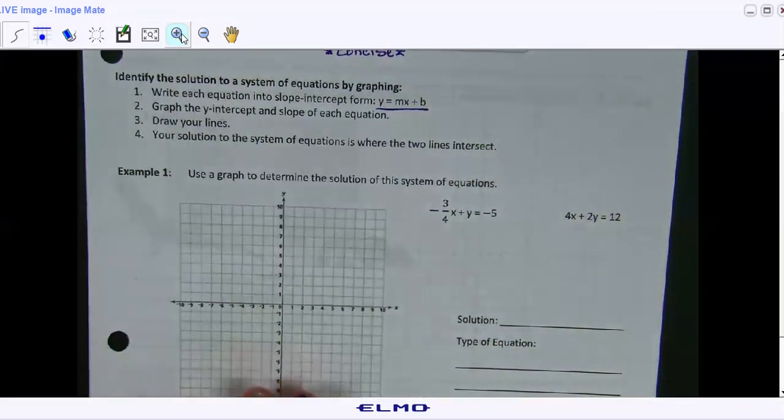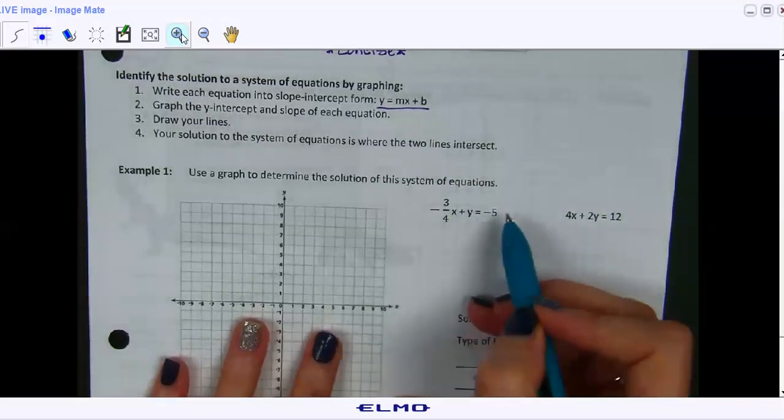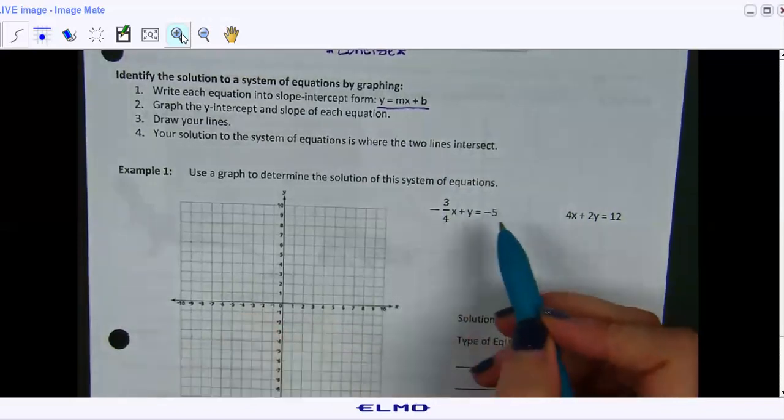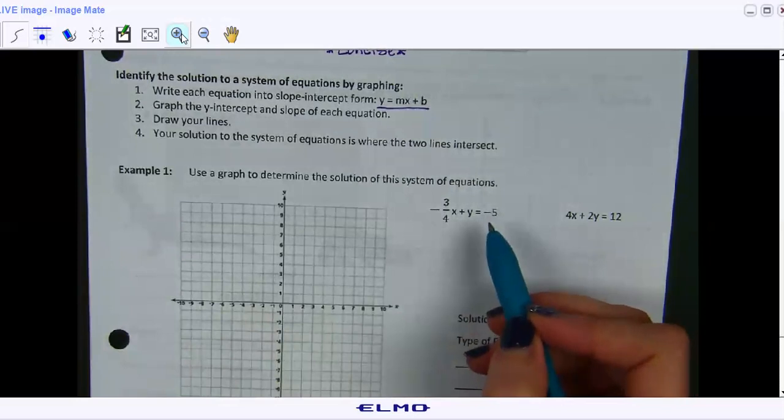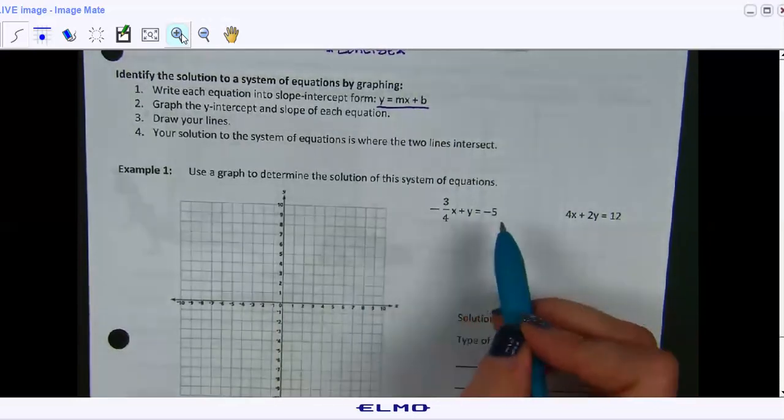So let's look at this first one. We have -3/4 x plus y equals -5. In order to get it into slope-intercept, you have to isolate the y. So what do we have to do to both equations to get this into slope-intercept? Christian?